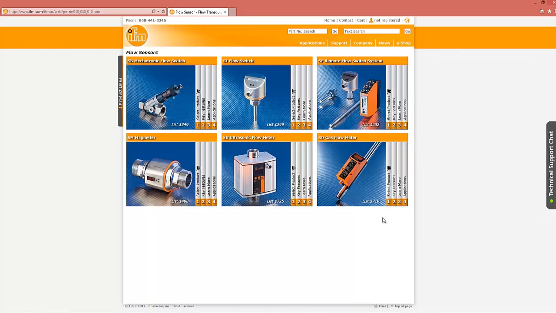These sensors, these bottom 3 sensors here, they all have 2 outputs. You can get 2 switching outputs. You can get a switch and an analog output. The SM flow meter also has a model that has 2 analog outputs, one on temperature and one on flow. But these are all meters.